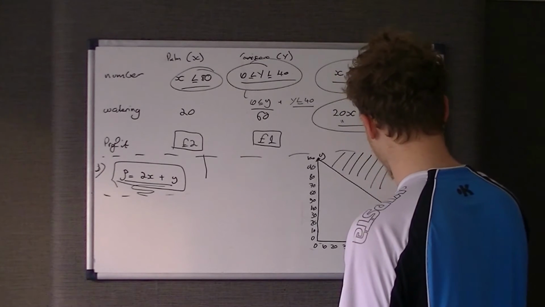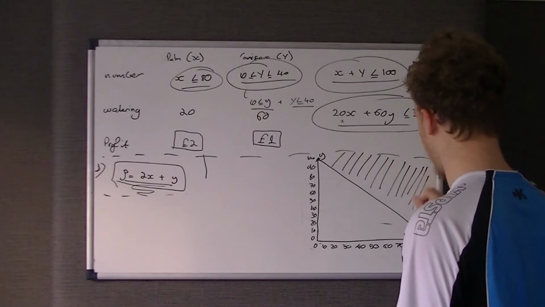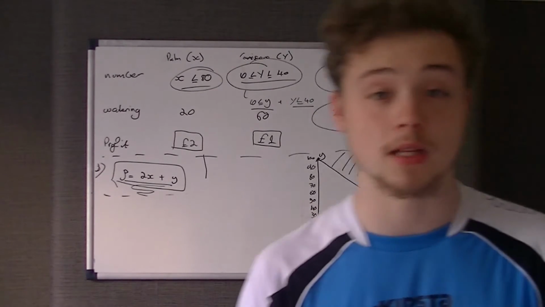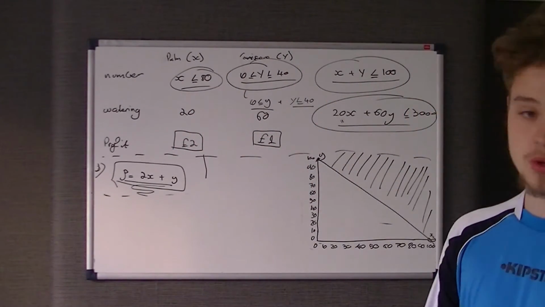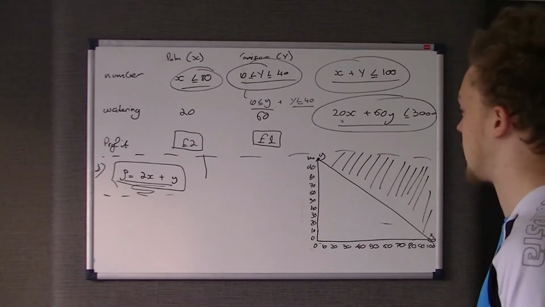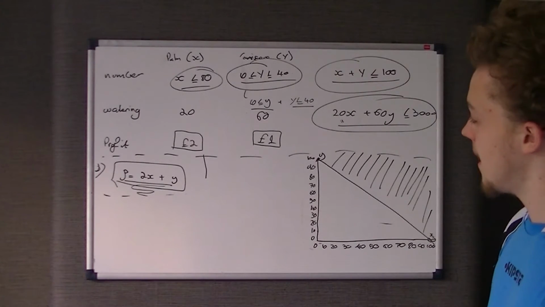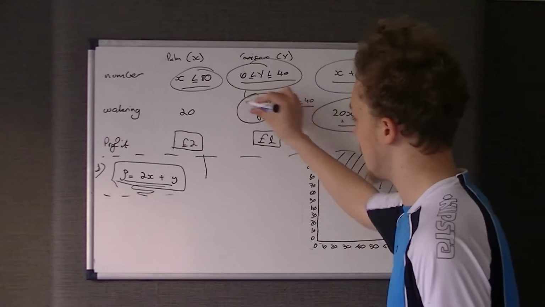Okay, and as I said, with all these, you can always just double check by putting a point outside the line, checking if it works. If it doesn't, then obviously it's inside the line. You want to shade outside of it. Okay. The next what I'm going to do is these two.